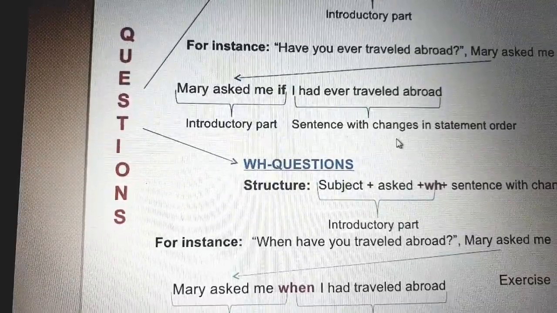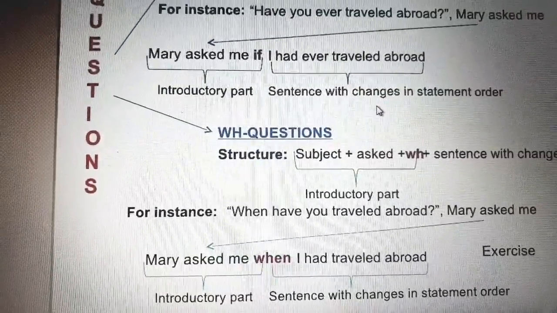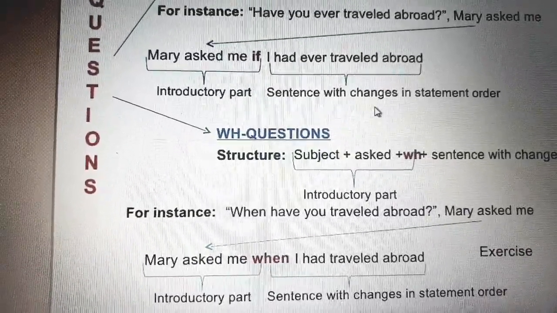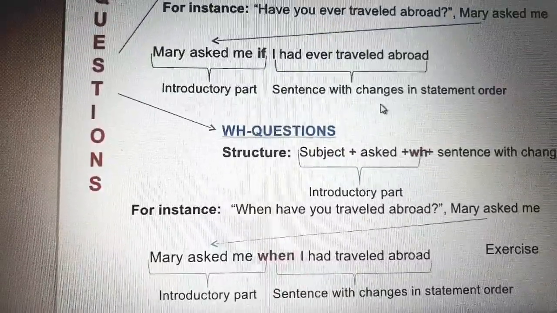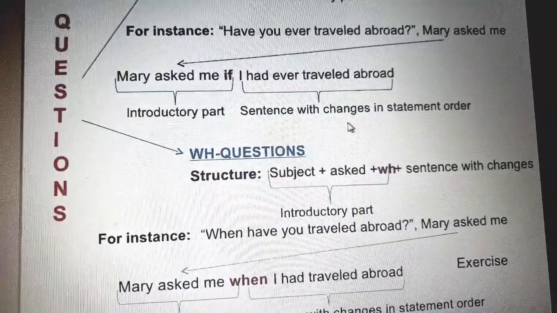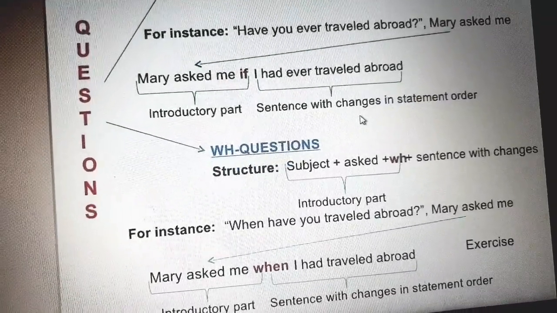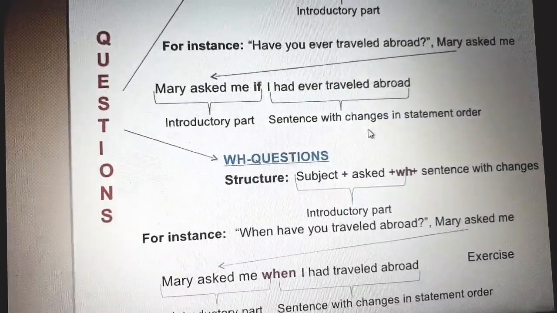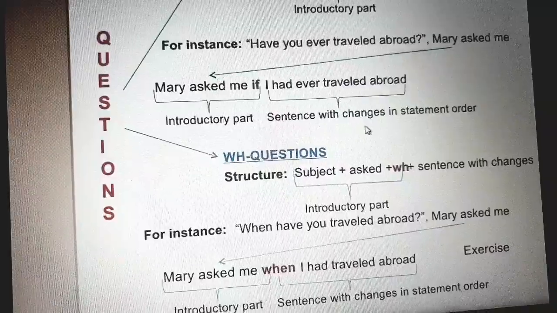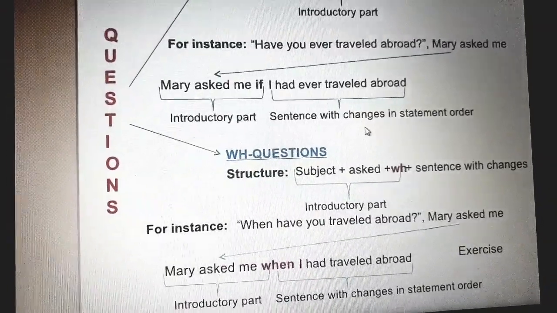Then you have to know the tense. What is the tense that I used in the above sentence? I used the present perfect, so I change it into past perfect. When I had traveled abroad. Full stop. So we omit the auxiliary verb of the yes or no question. Okay, change the question into a sentence, change some pronouns if it's necessary, change time expressions if there is a time expression to change, and omit the question mark, omit the quotation mark and so on.